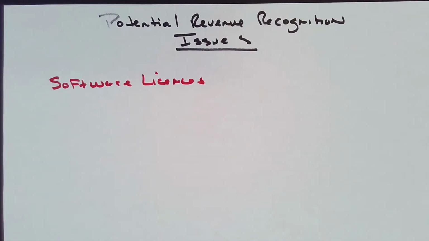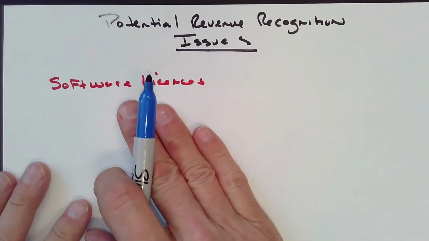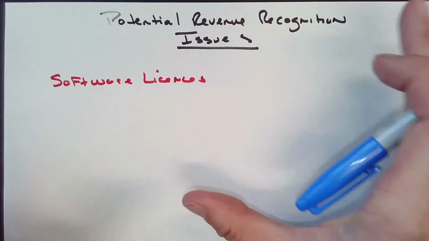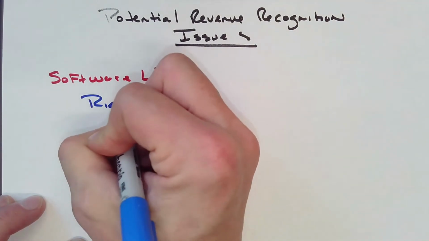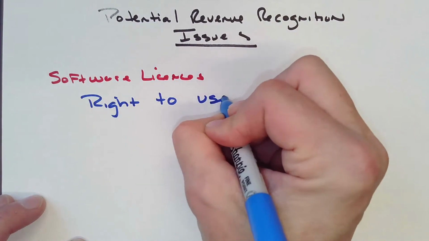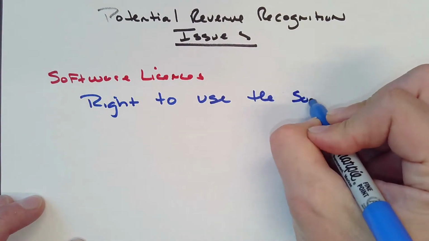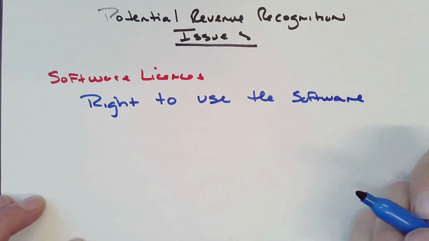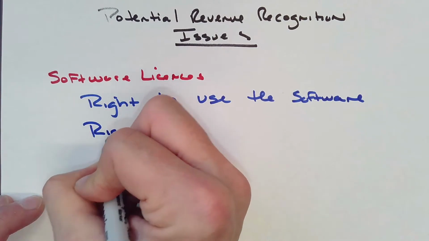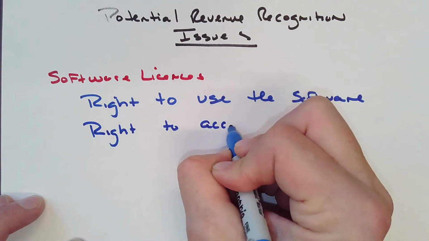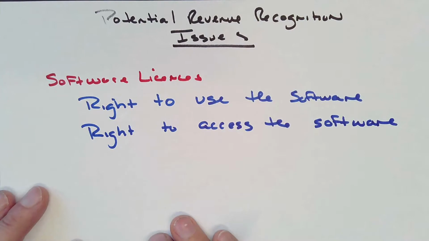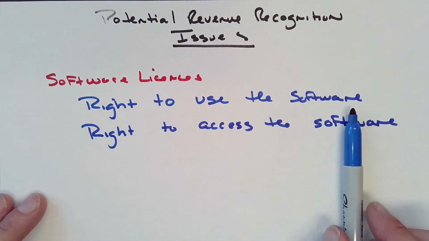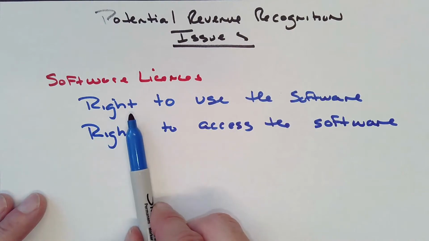All right, we have to ask a fundamental question when we're thinking about software licenses, right? We have to look at the contract. Does the license give us the right to use the software, or does it give us the right to access the software?